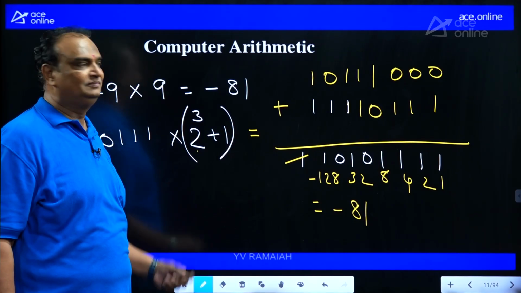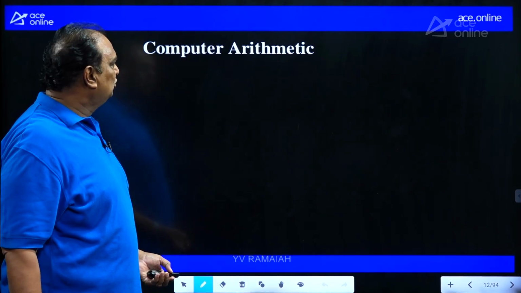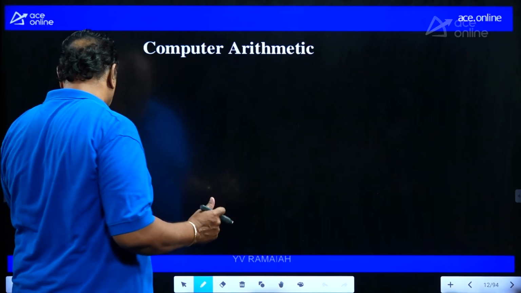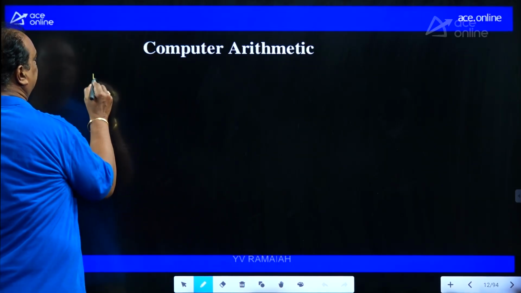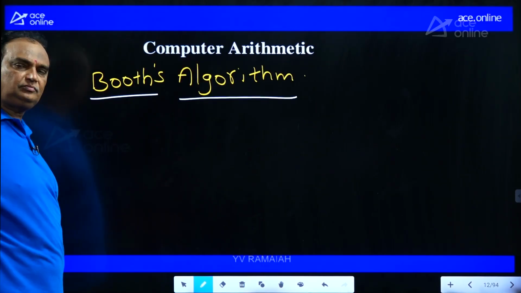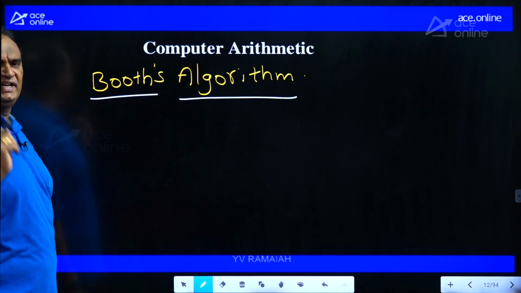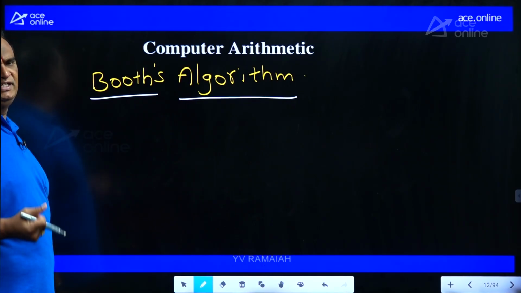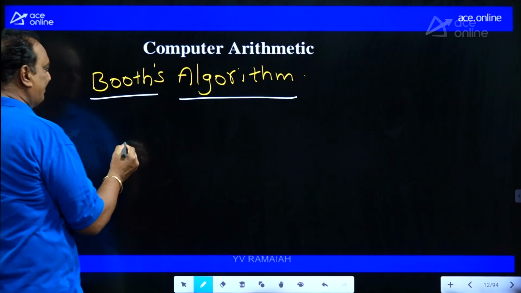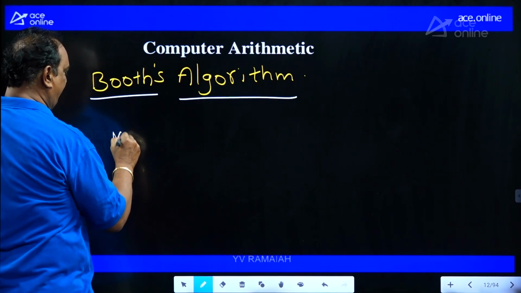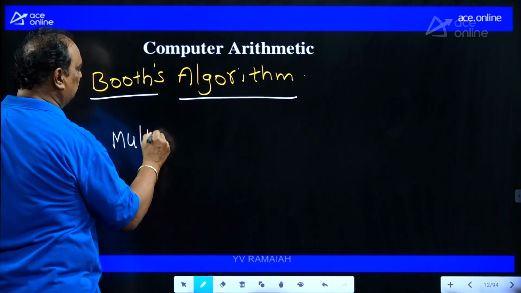Okay. Next, what about Booth's algorithm? Third one, Booth's algorithm. In this, first you generate the Booth's code. How to generate the Booth's code? Suppose Booth's multiplier is like this. Multiplier means Booth's multiplier.